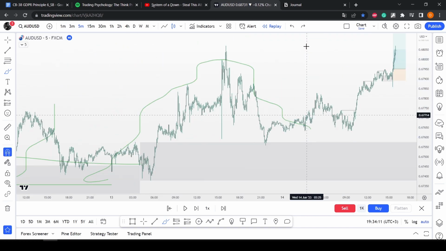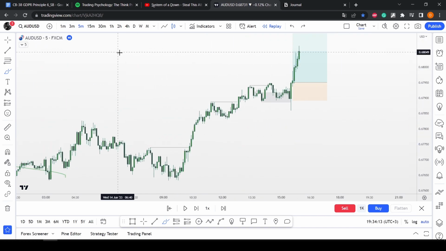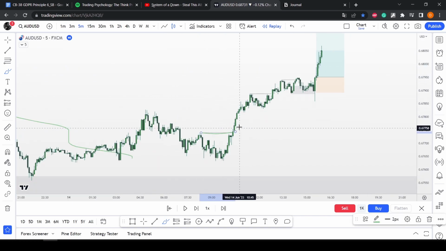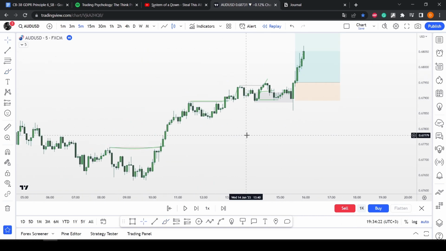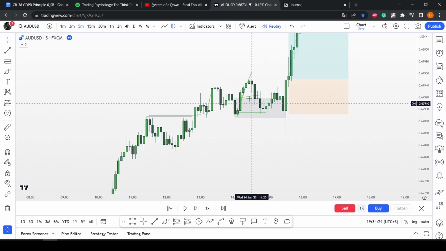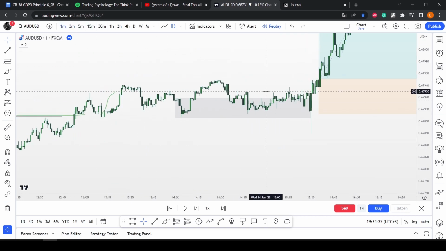And let's look how it looks on 5 minutes. So we have a clear break, an unmitigated zone. So let me show you a bit with a zoom in. So we have a full body candle zone, and not only that, the entry is not here, but the price already starts to move. And on 1 minute, it just was in a range.